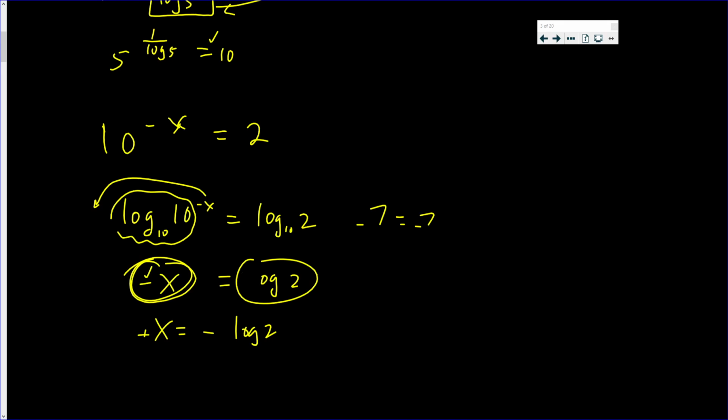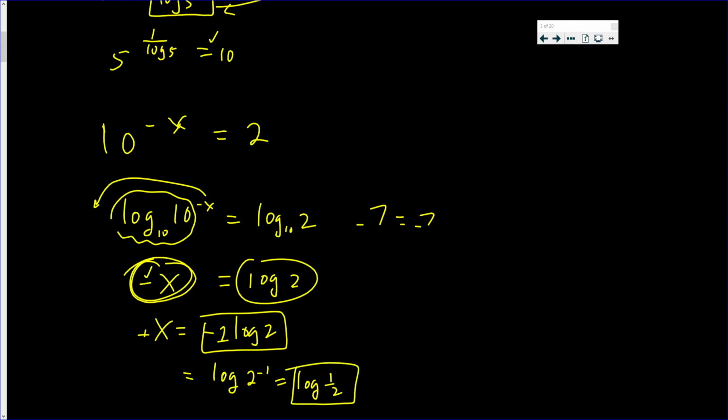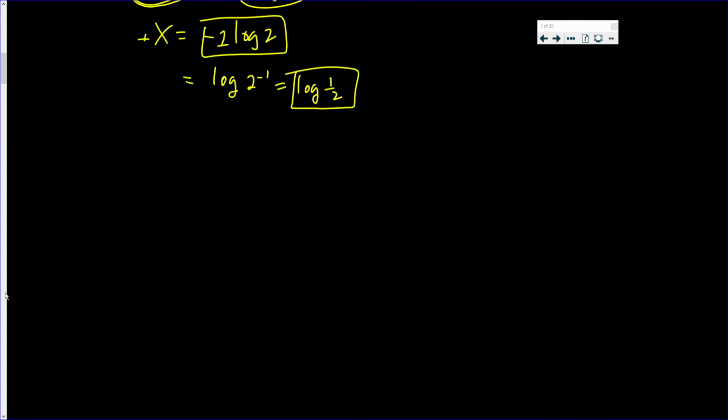So x is equal to negative log 2, which, by the way, that's the same as negative 1 times log 2, which is the same as log 2 to the negative 1, which is log of a half. So you can either say x is negative log 2 or x is log of 1/2. Either one is perfectly fine.